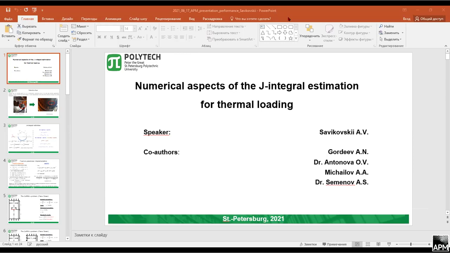Good afternoon, dear colleagues. My research is devoted to numerical aspects of the J-integral estimation for thermal and mechanical loading in fracture mechanics. It is a collective work with my colleague Alexander Gardiev, who presents with me, and his supervisor, Dr. Olga Antonova and Alexander Mikhailov, and my supervisor, Dr. Artem Semyonov.